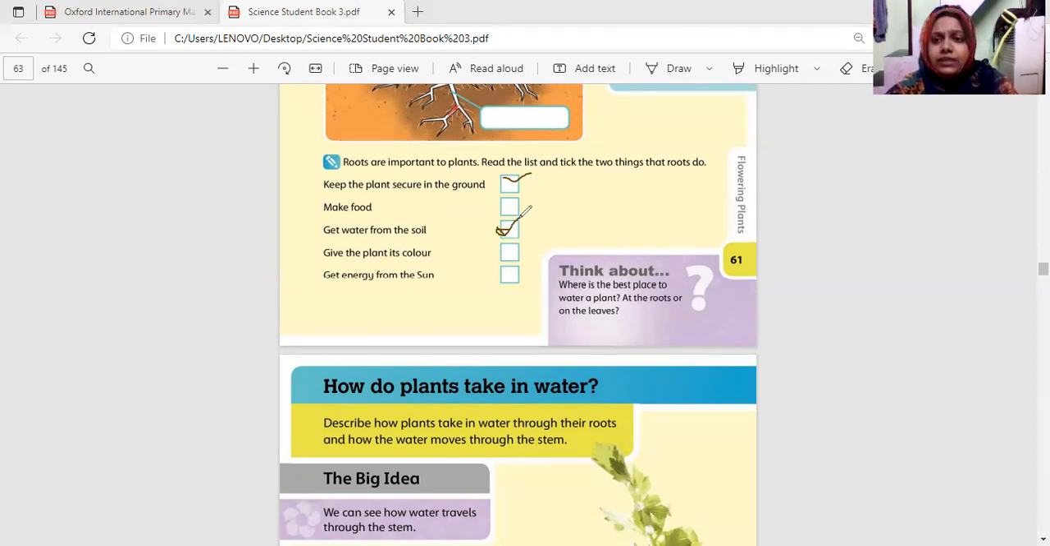Do they give the plant the color? No. They do not give the plant the color. There is a pigment that is called chlorophyll. This pigment is responsible for giving the color to the plant. And then get energy from the sun? No, roots do not get energy from the sun. The energy is being absorbed by the leaves. So the two important functions of the root that we studied over here are they keep the plant secure in the ground and they get water from the soil. Moving ahead.